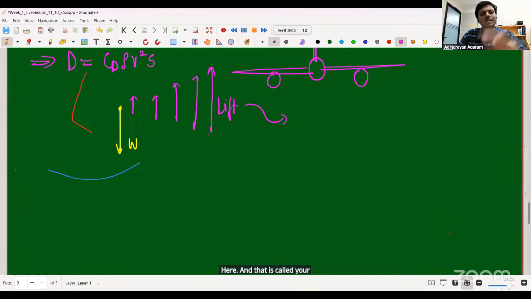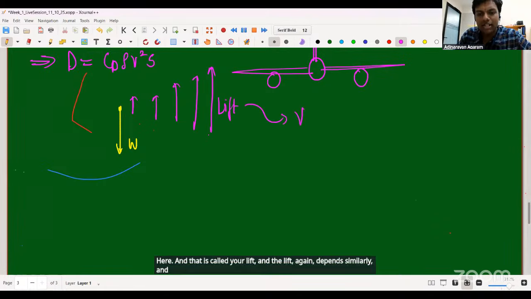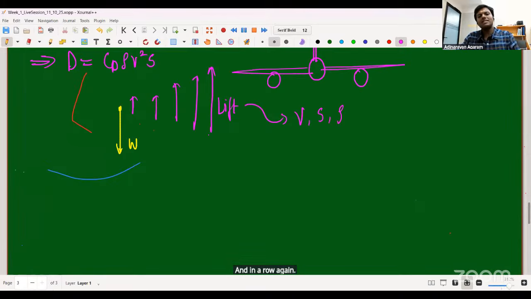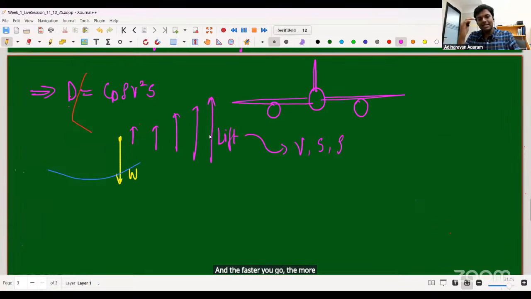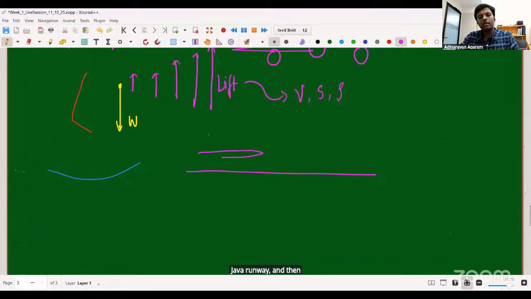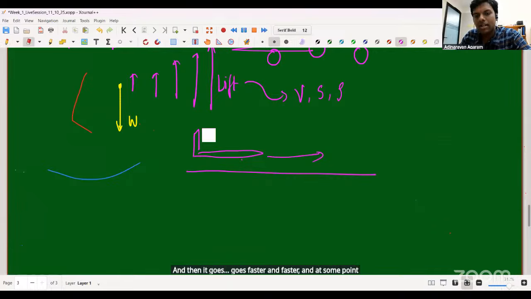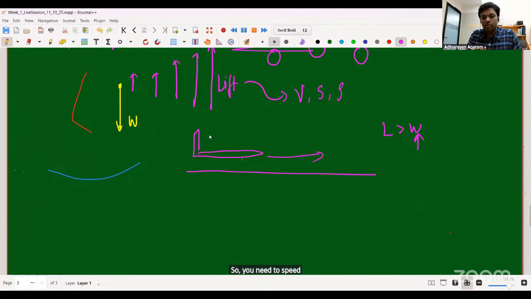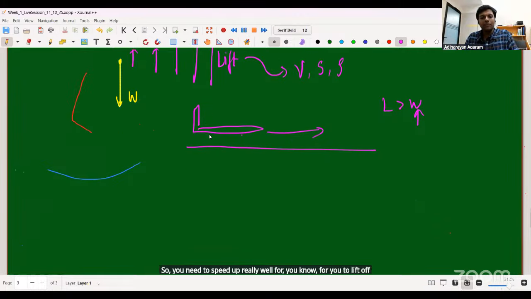And the lift again depends similarly on V, S, and rho. The faster you go, the more lift you generate, and that is the reason you need a runway. You have a runway and then you have a flight. It goes faster and faster, and at some point your lift becomes more than your weight, and then you lift off. By then you also have a huge drag that you're facing, so you need to speed up really well to lift off the surface.